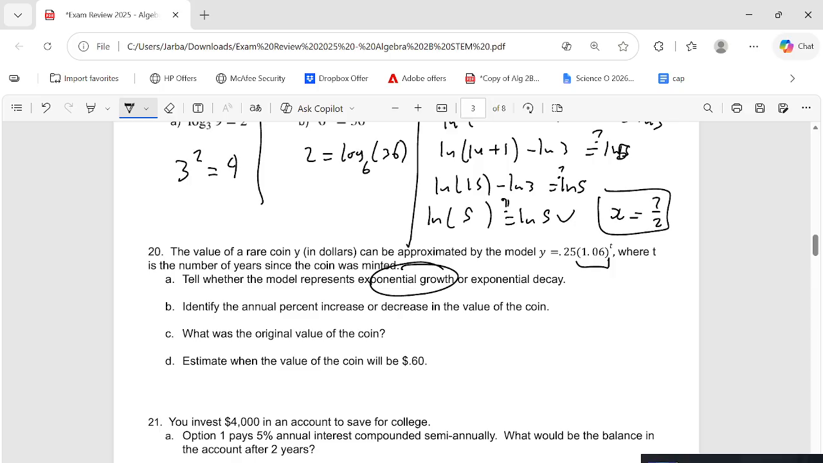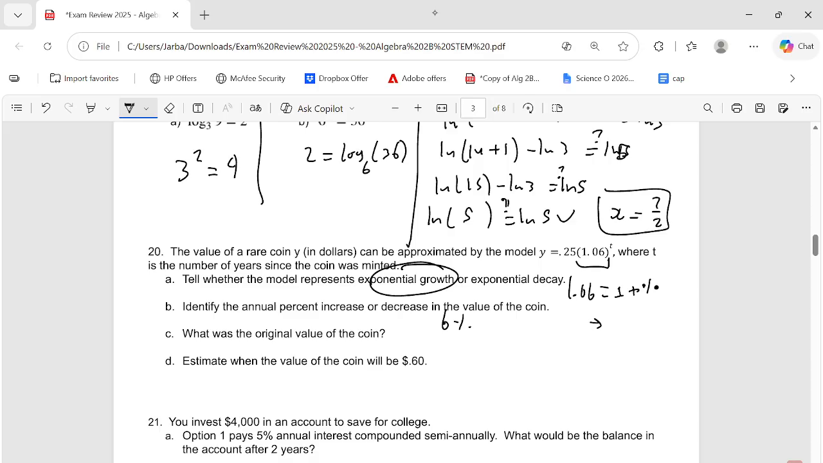Right, the percent increase or decrease in the value of a coin. You might be tempted to say, oh, 106% increase. No. Actually, your percent increase is going to be 6%, because this b value on the inside is 1 plus your percent increase. Or it's 1 minus. Here it's plus because it's adding. So this 1.06, that's 1 plus our percent increase.